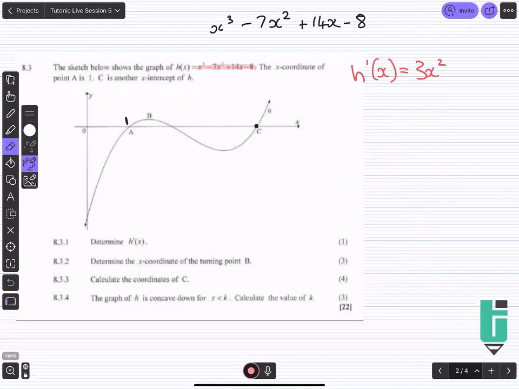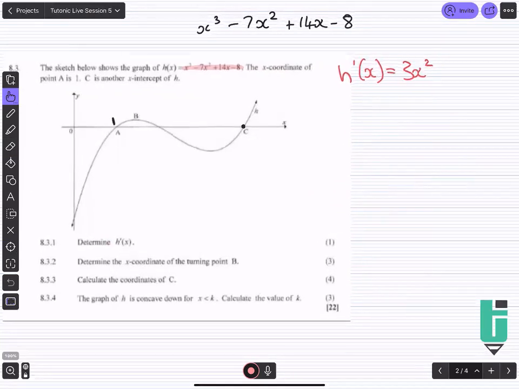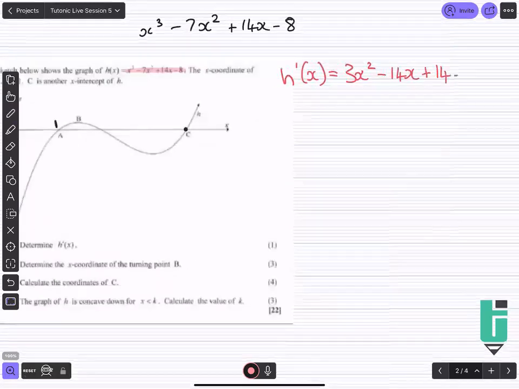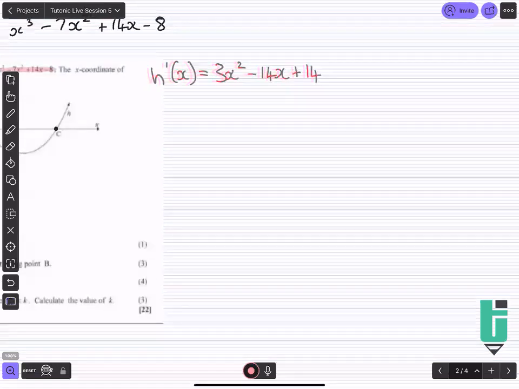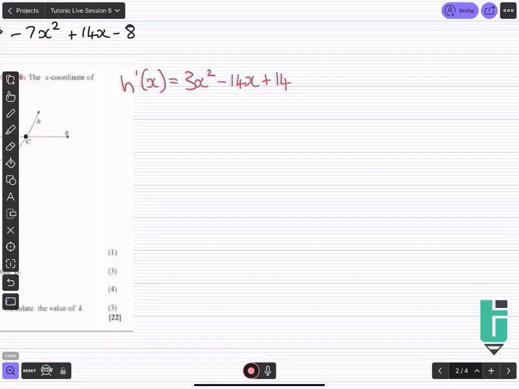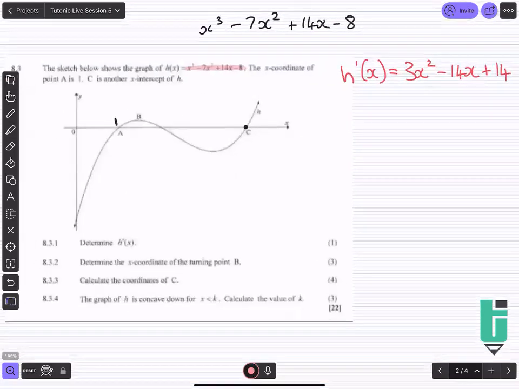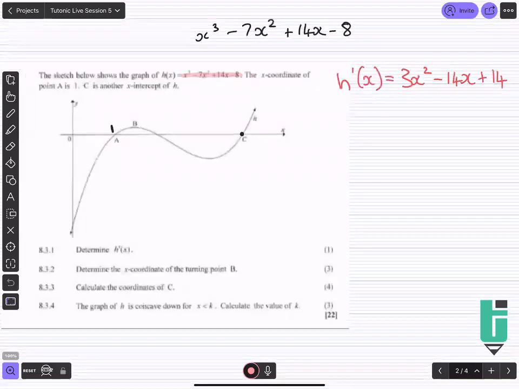Okay, and then it's minus 14x, plus 14. And then x to the power of 0, which is going to be 1. So it's plus 14. Minus 0. So it's just going to be 3x squared minus 14x plus 14. Do you agree? Yeah. Great. Okay. The x coordinate of the turning point B.